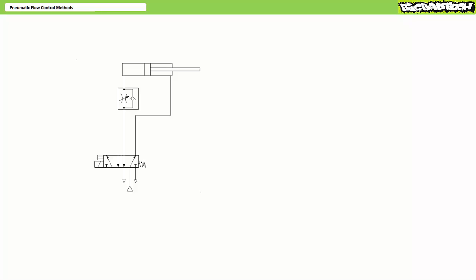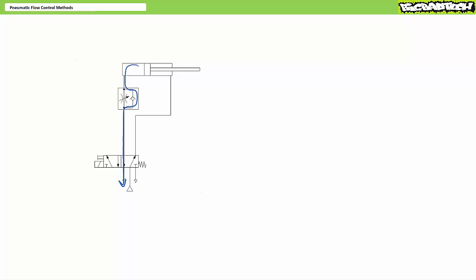For this style application, one might consider a meter-in extension arrangement as long as we're laterally manipulating a supported load. On extension, flow entering the cap end would be forced through the flow control valve. However, during retraction, the check valve bypass would open and allow unrestricted reverse flow. You'd think the term unrestricted reverse flow would allow the most rapid retraction possible, but it doesn't. Principally because air exhausted from the cap end during retraction still has to travel through all the tubing to the exhaust on the directional control valve.